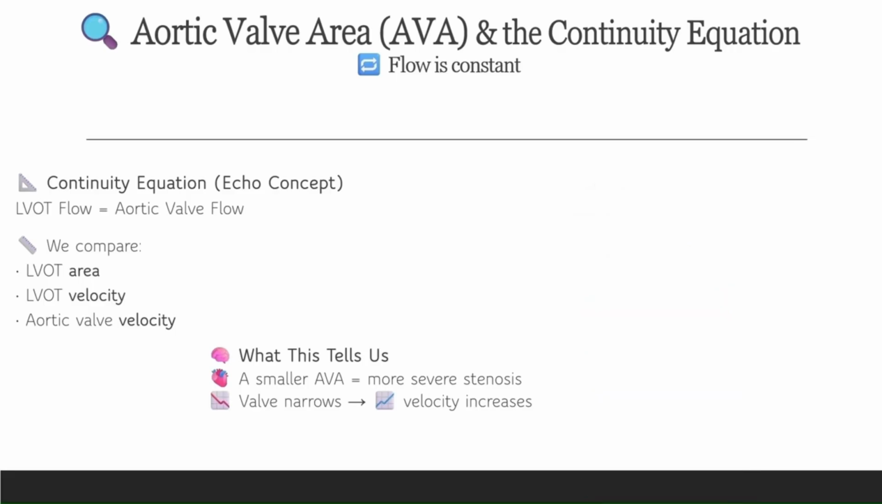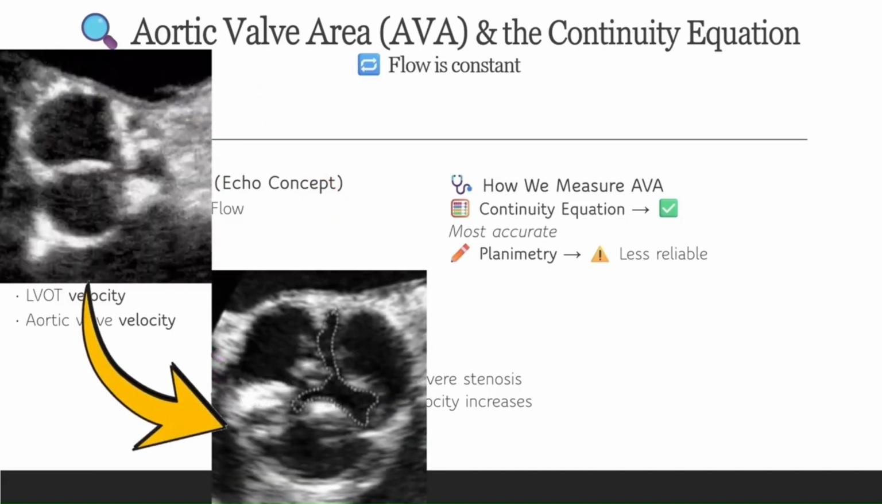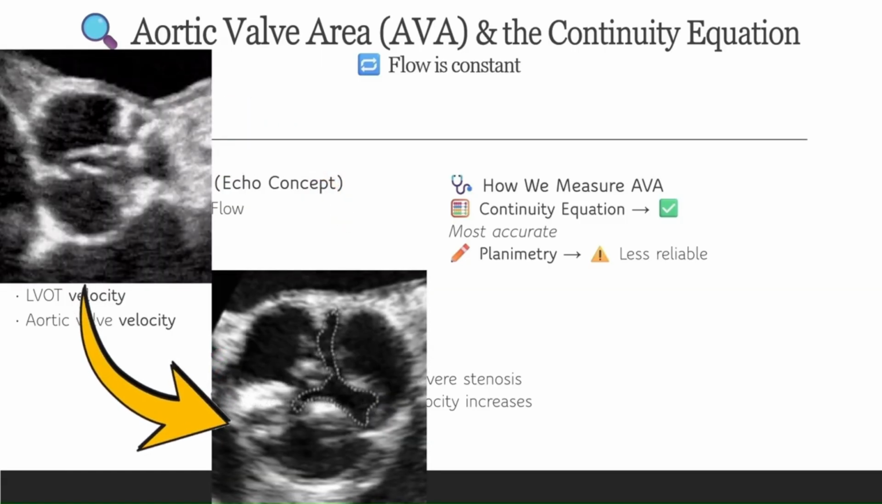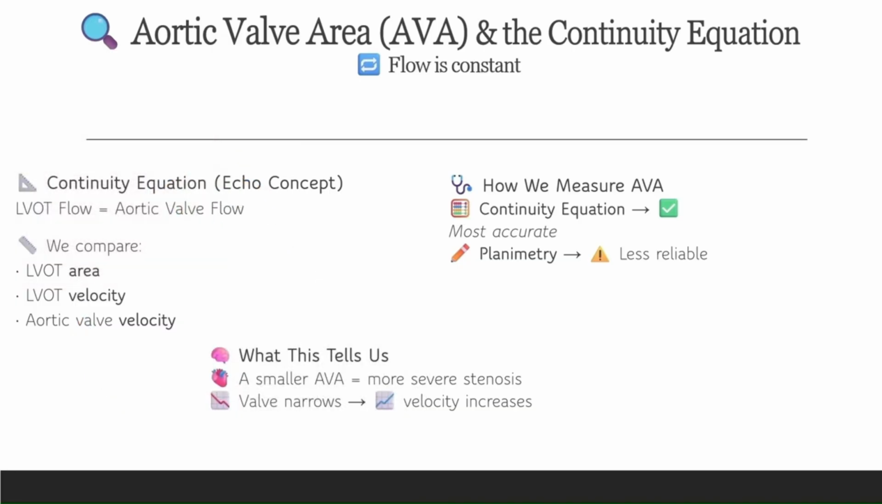So let's talk about planimetry versus continuity. We can measure the aortic valve by tracing the valve opening, which is called planimetry. However, heavy calcification and poor image quality usually make planimetry inaccurate. This is why the continuity equation is more reliable and preferred in most echo labs.